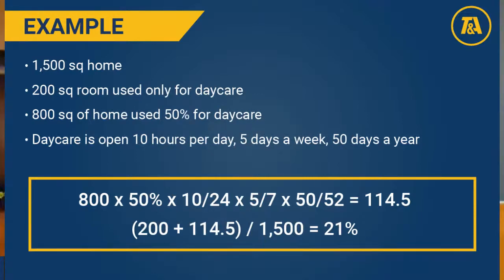So in this example, you would take the 800 square feet that's being used, half for business, half for personal, times that by the number of hours you're open per day, number of days you're open per week, and number of weeks you're open per year to get the actual square footage you're using for the business. Add that to the square footage you're using exclusively for the business, and divide that over the total square footage, 1,500 in this example, and you'd get that 21%. And so in this situation, you'd be able to claim 21% of your housing expenses for the use of a daycare, or for your business as a business expense.